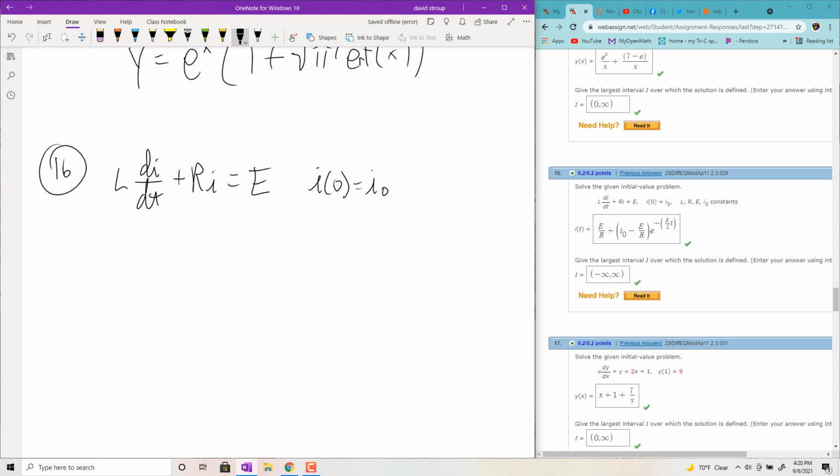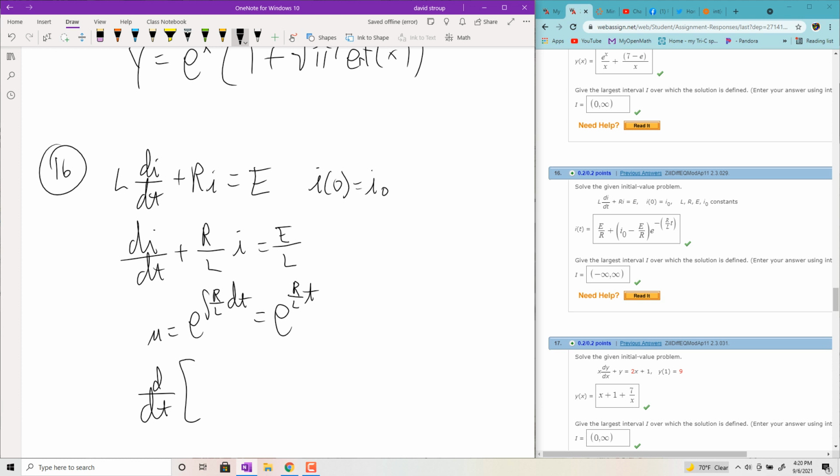Okay, so first I got to get it into our form of the day by dividing by L. So we get di/dt plus R over L i equals E over L. I is like y, so our mu value is going to be e to the integral of R over L dt. So you get e to the R over L t, and then multiply through and collapse it. You get the derivative with respect to t of e to the R over L t times I. On the right hand side, you get E over L times e to the R over L t.